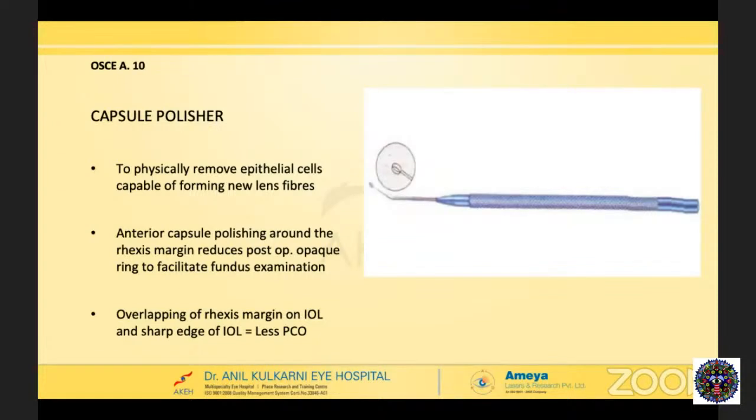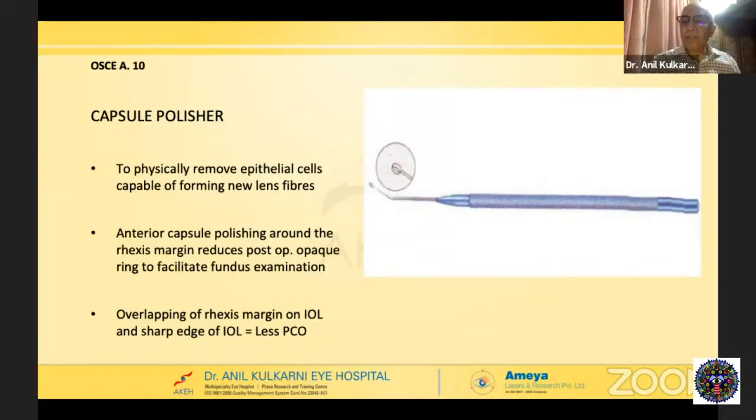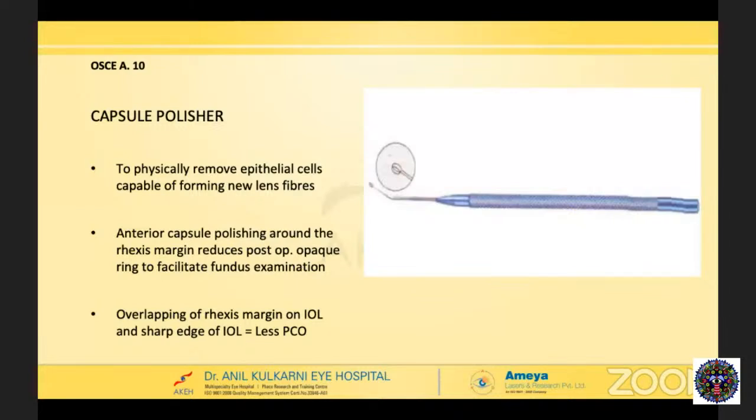Priyanka? Ma'am, I scored 13. 13. Then Sonali. Sir, I scored 13. 13. Good. Zakia? Zakia, unmute yourself, please. Yeah, I scored 14. Good.